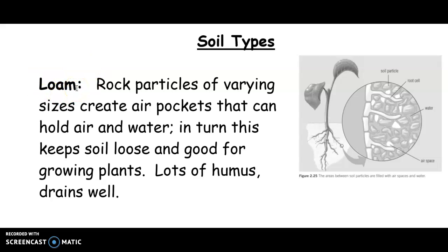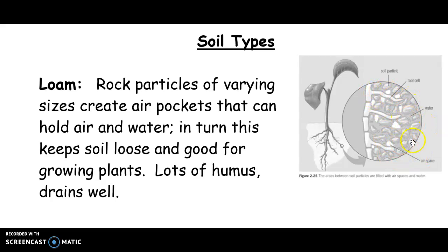So this is where you have actually a good balance between air pockets, like soil looseness and tightness in terms of like how compact the soil is. So loam has some rock particles, but there's many different sizes in this type of soil. So meaning you have air pockets, you can kind of see here in the zoomed in picture. You have soil particles, you have roots and water.